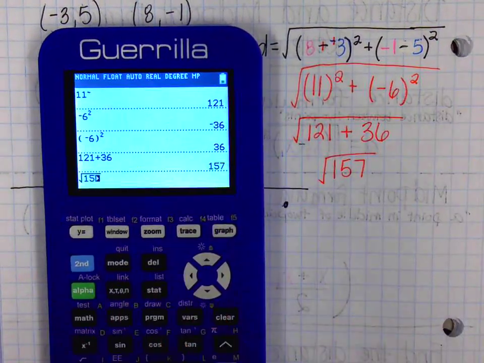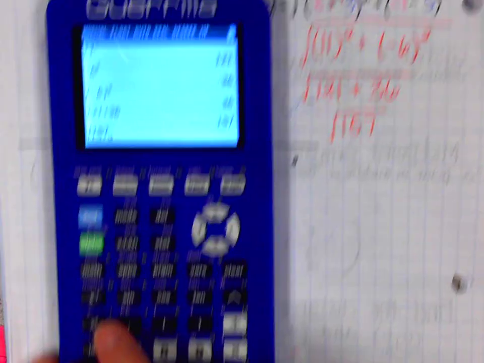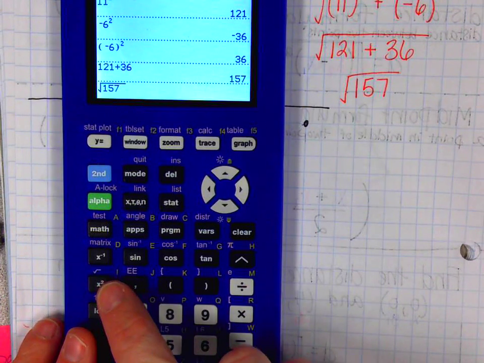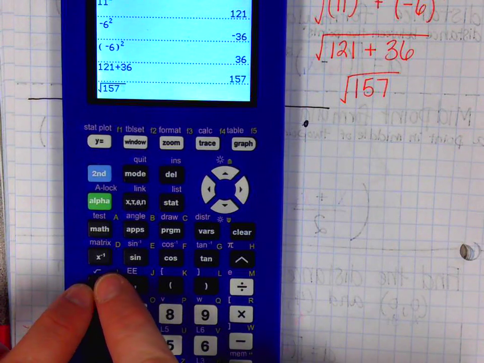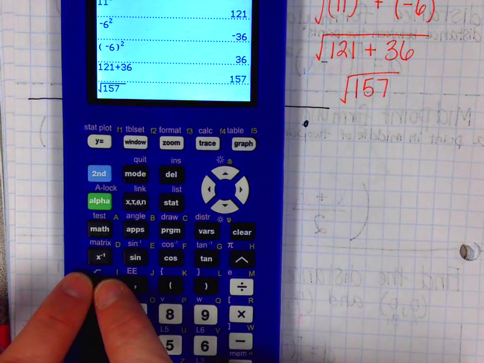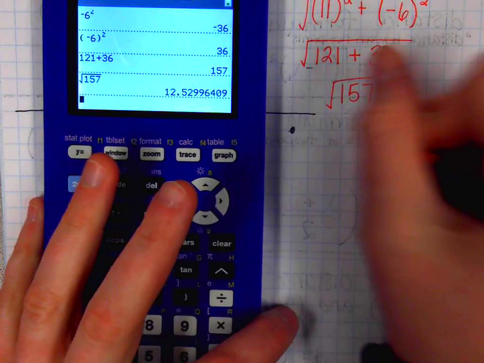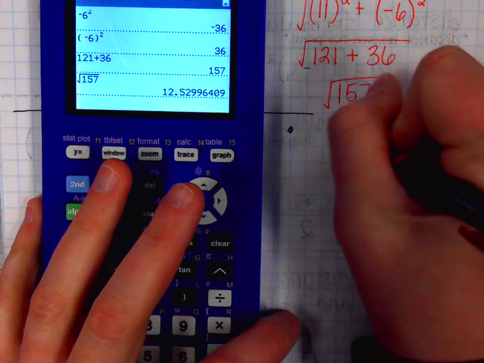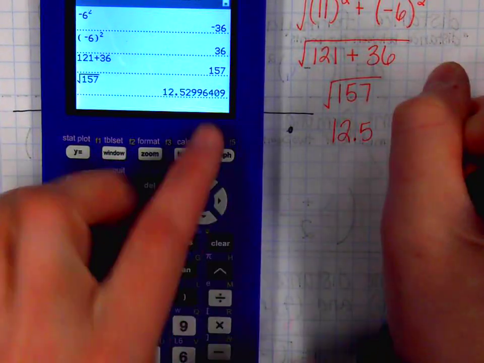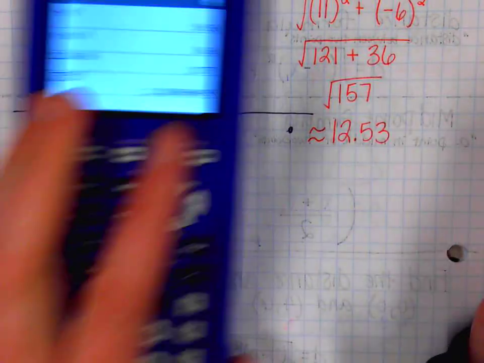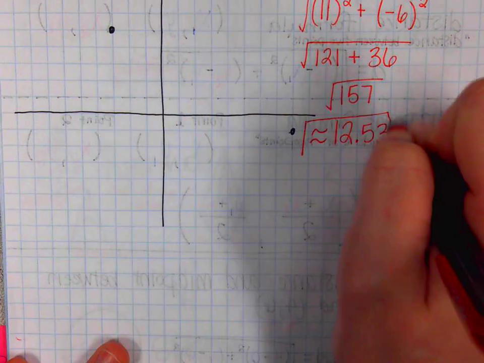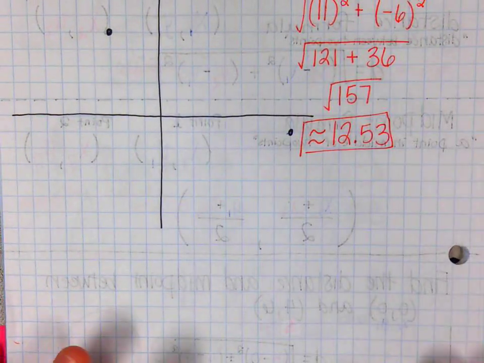The square root of 157, and I don't think I said this a minute ago, to hit square root on a calculator, you hit second and that button right there. You can kind of see it, it's a little small, but it's right there. So then it would be 12.529, which rounds to 12.53. That's the distance between those two.